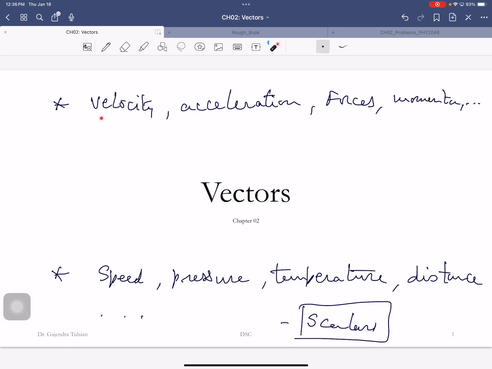So to specify these quantities, what you need is three numbers. These quantities are represented by vectors. Vectors are a different sort of mathematical beast than numbers, than scalars. We'll study the properties of vectors in this chapter. This is a new kind of mathematical quantity.